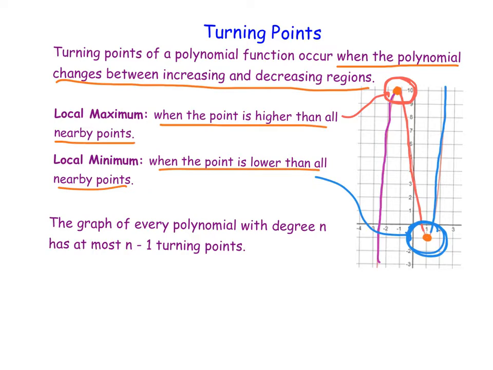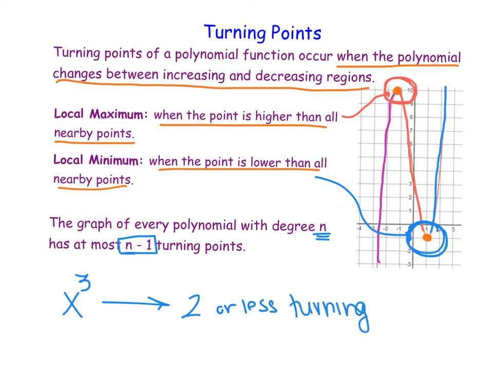One more thing to note about turning points is that the graph of every polynomial with degree n, so whatever its degree is, has at most n minus 1 turning points. So for example, if we have an x to the third as our highest degree, then we're going to have 2 or fewer turning points. And it all ends up depending on bounces that you have and complex solutions and everything like that. But you're going to see if we have an x to the third, you're going to have 2 or fewer turning points on your graph.